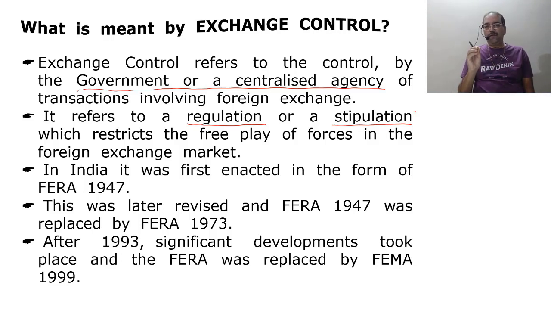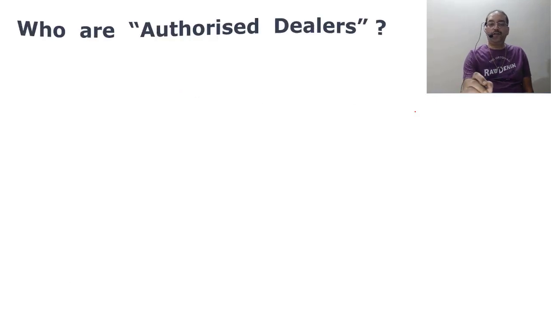So banks, financial institutions, and other institutions authorized by RBI. We have to know who these other institutions are. These banks and financial institutions, we all call them together authorized dealers, AD. What do we call them? Authorized dealers. So authorized dealers, in short, are called AD.